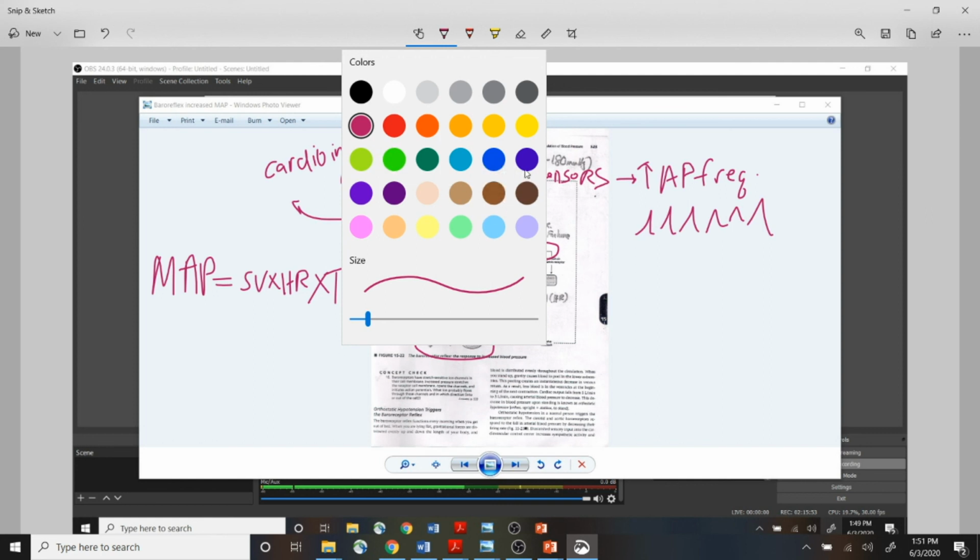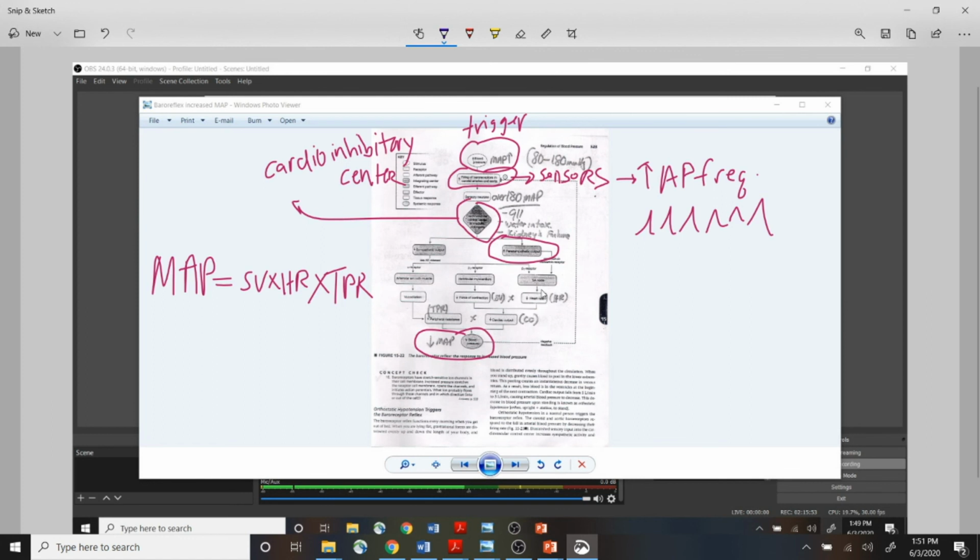I'm going to find a color that contrasts here. There we go. So the only thing the inhibitory center can tell the parasympathetic system to do, because the parasympathetic system is going to increase its predomination, you're going to see more electrical activity, is it can only tell heart rate to drop. It can't do anything directly to stroke volume and TPR, but we're going to see what happens with them. So that helps to drop blood pressure.